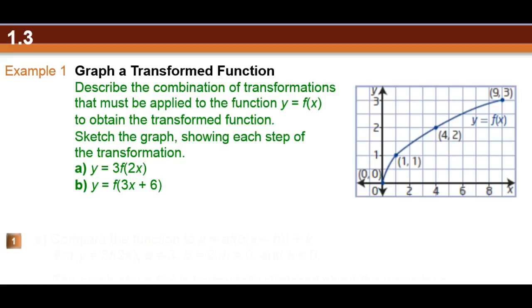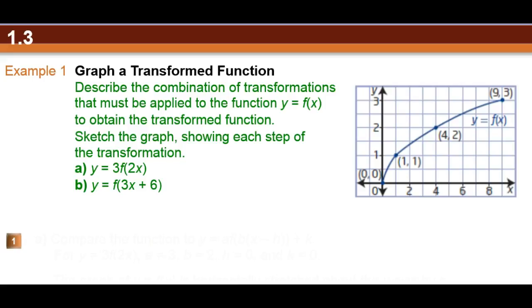Example 1, graphing a function. It says describe the combination of transformations that must be applied to the function to obtain the transformed function. Then sketch the graph. Show each step of the transformation. When it says show each step, you could either show each graph as it moves, which gets confusing to me, or you can show each table as you change it and then one picture. I prefer the table, then we won't get lost as much.